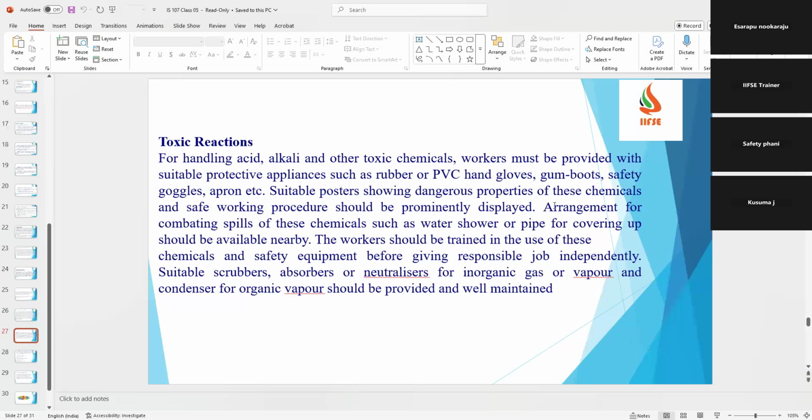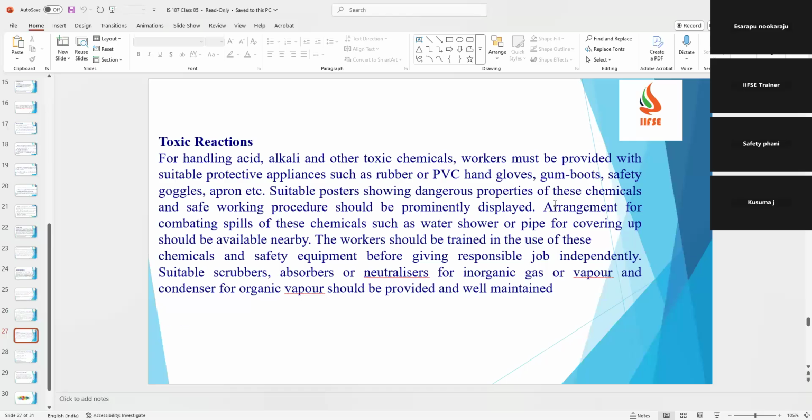Then arrangements for combating spills of these chemicals, such as water showers or a pipe for covering up, should be available nearby, and the workers should be trained in the use of these chemicals and safety equipment before giving responsible jobs independently. So whoever the workers are working in these reactions, they must be trained on these chemicals based on the properties, in case of spillage or leakage, how they can handle it, and on safety equipment before taking up the responsible job independently.